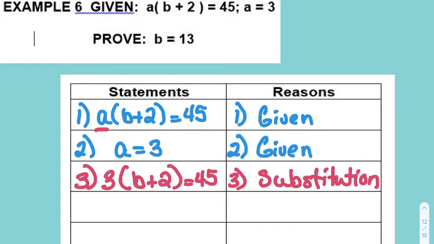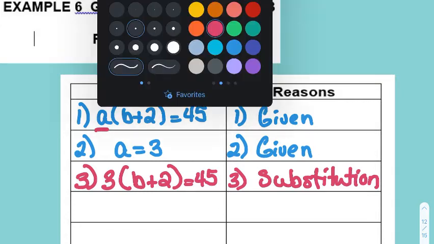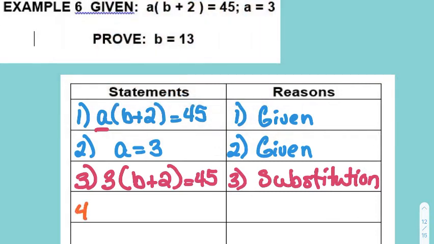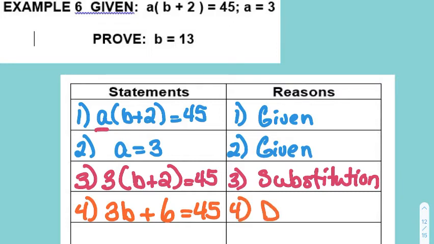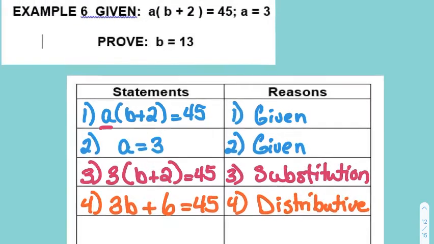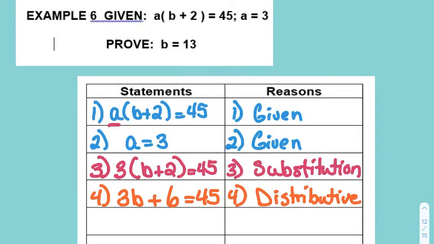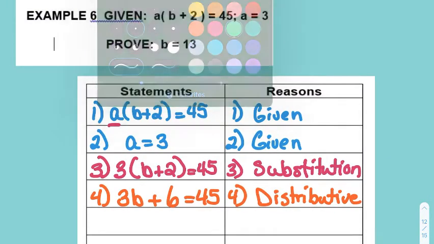Okay, so it was substitution that allowed us to plug in that value of 3 into A, because A is equal to 3. So now, once again, we're going to do the distributive property. So 4, we're going to distribute 3. So that's 3 times B plus 3 times 2, which is 6, equal to 45. And that's the distributive property. All right, and then now let's subtract 6 from both sides.